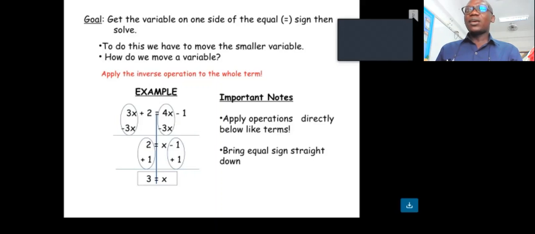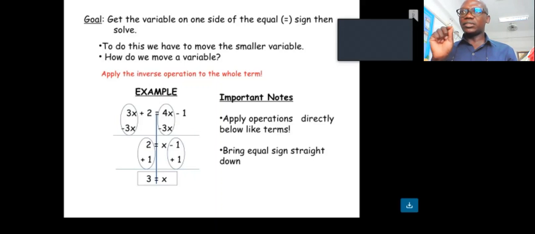To do this, we have to move the smaller variable. Take note of the smaller variable. And how would we move the smaller variable? Just look at the two sides of the equation, compare the variables, then pick the smaller one, move it first, and then move the other terms.